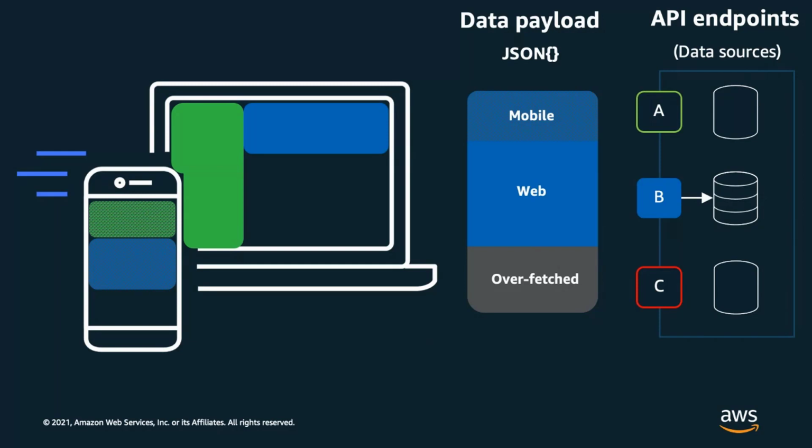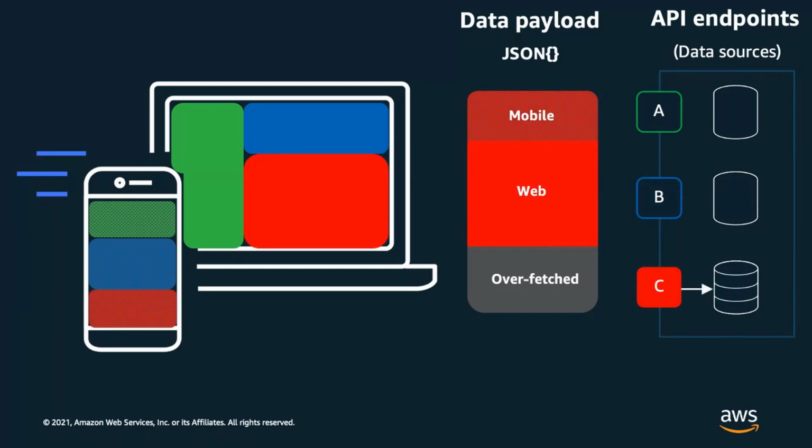So same as before, since the response payload is static, both devices receive the same amount of data from the API endpoint. And again, mobile device require considerably less data. So again, I have overfetching. And again, the front-end application has to manually pick and choose the fields in the JSON payload.